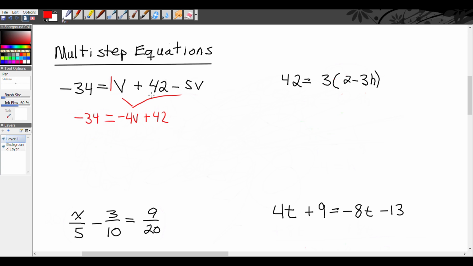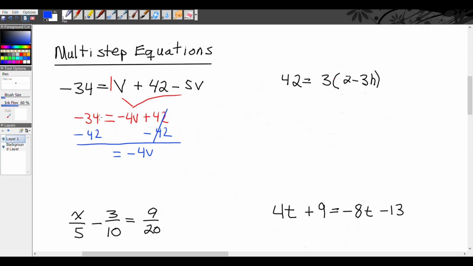Each step you perform, you get to a simpler equation. This now is a simple two-step equation from this point on. So we know that our next step is to undo addition or subtraction. We have to get rid of this plus 42, and the way we're going to do that is subtract 42 from both sides. 42 minus 42, remember we call this additive inverse: a number plus its opposite equals 0. That's why these cancel out, leaving me with a negative 4v on the right-hand side of this equation.